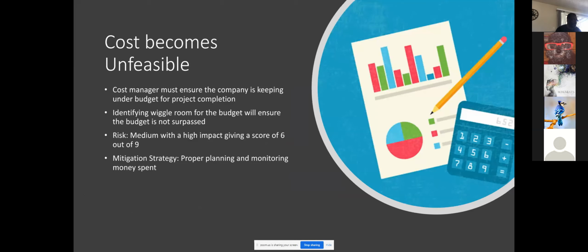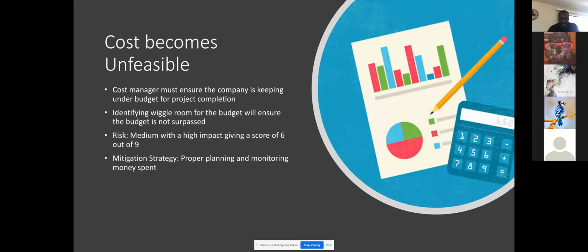And next, we have the cost becomes unfeasible. This is also very important because budget is obviously what's going to kickstart the project. The cost manager must ensure the company keeps under budget for project completion. A way to mitigate going over budget is to identify proper wiggle room for the budget so you don't surpass it. This is a medium risk with a high impact because if you go over budget, there's not much you can do. The project might have to be called off, but proper planning and monitoring of money spent can help mitigate this problem.